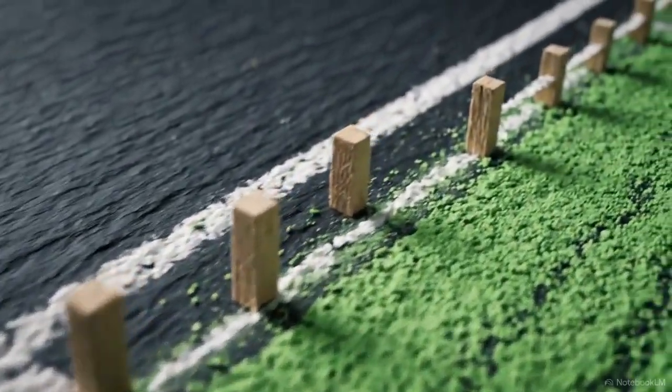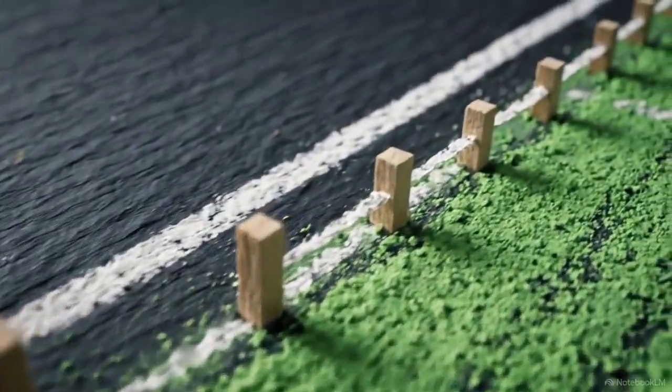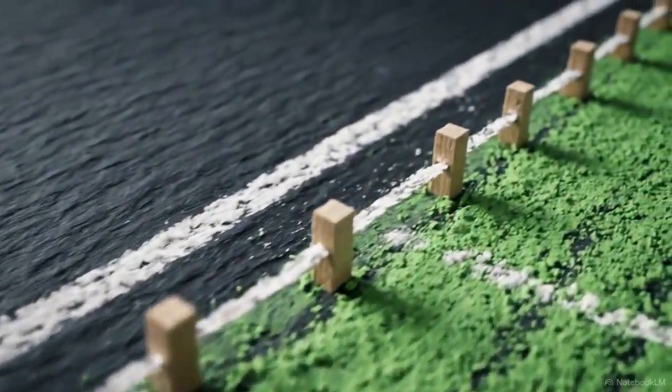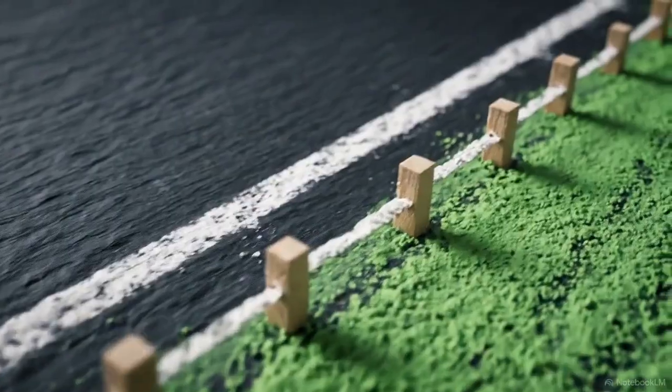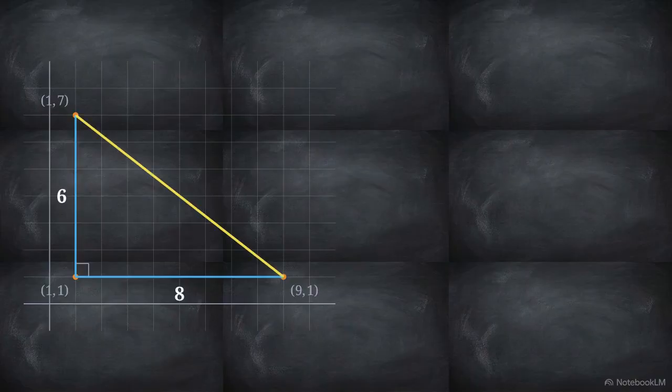To calculate the cost of wrapping this field in 3 rounds of wire fencing, we need to know the exact length of the outer boundary. We already know the straight vertical and horizontal sides measure 6 and 8 units. For the angled boundary, the hypotenuse, we apply the Euclidean distance formula.